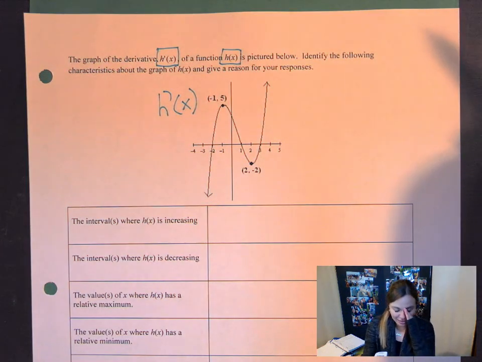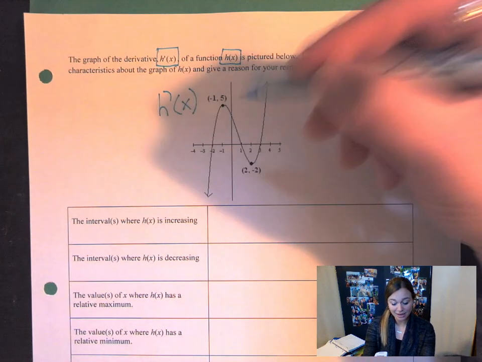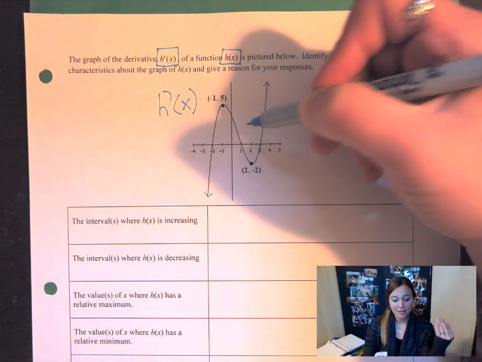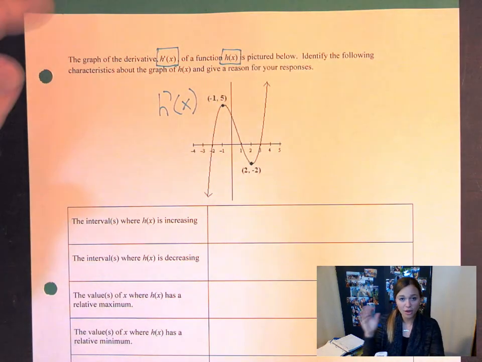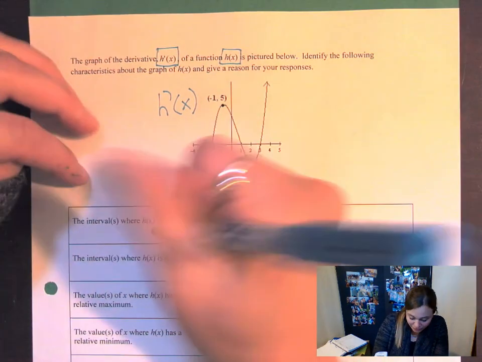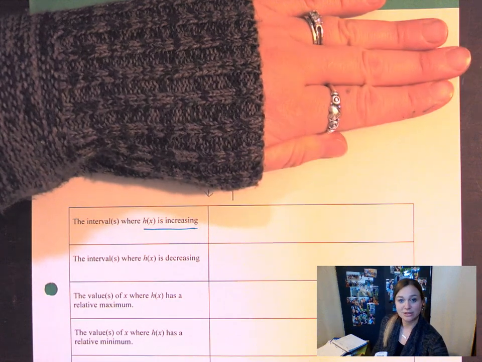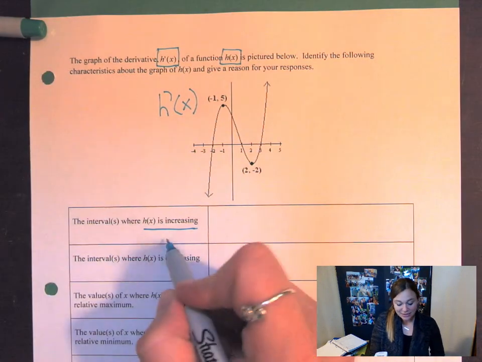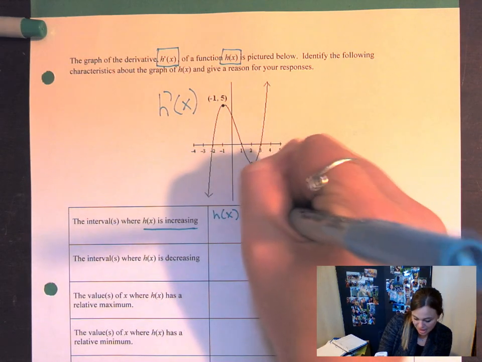So we need to start thinking about this in a totally different way than we were thinking before. We need to think, okay, this is h prime. This is the slope. Oh my goodness, what does that mean? What I'm going to tell you that means is you have to look at the graph in a new way. So if I want to know where h of x is increasing, I'm going to totally ignore this at first. And I'm going to say h of x is increasing, and then think about the slope.